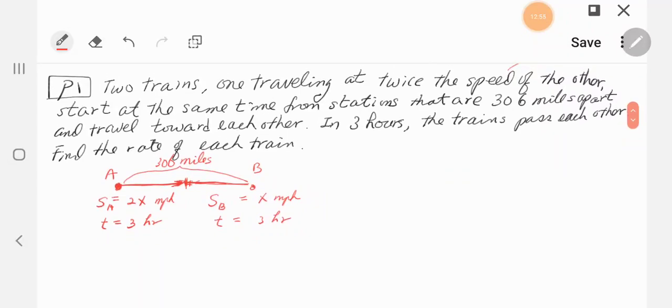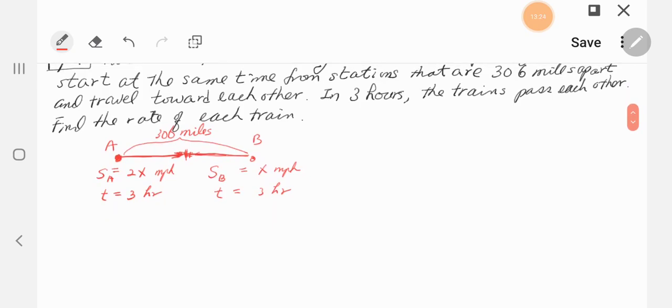The trains pass each other. Find the rate of each train. Okay, so after 3 hours, the trains pass. So once they pass, that means they traveled 306 miles, right? They traveled 306 miles because A traveled for 3 hours, B traveled for 3 hours, and they pass each other. That means the total distance they traveled is 306 miles.